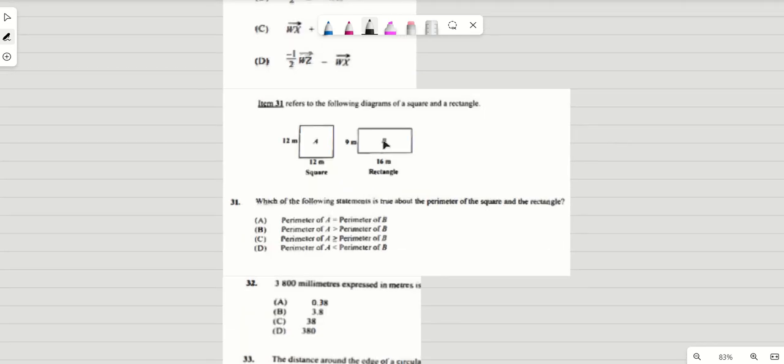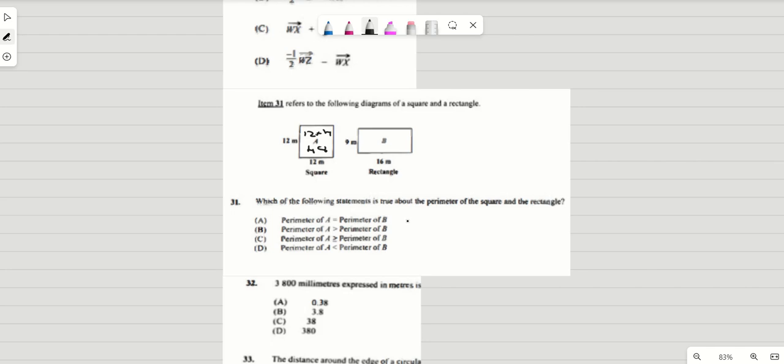Right, now let's look at number 31. 31 refers to the following diagram of a square and a rectangle. Which of the following statements is true about the perimeter of a square and a rectangle? First off, they ask for the perimeter. So we know the perimeter of this square is 12 times 4, or 12 plus 12 plus 12 plus 12 is 48, right?